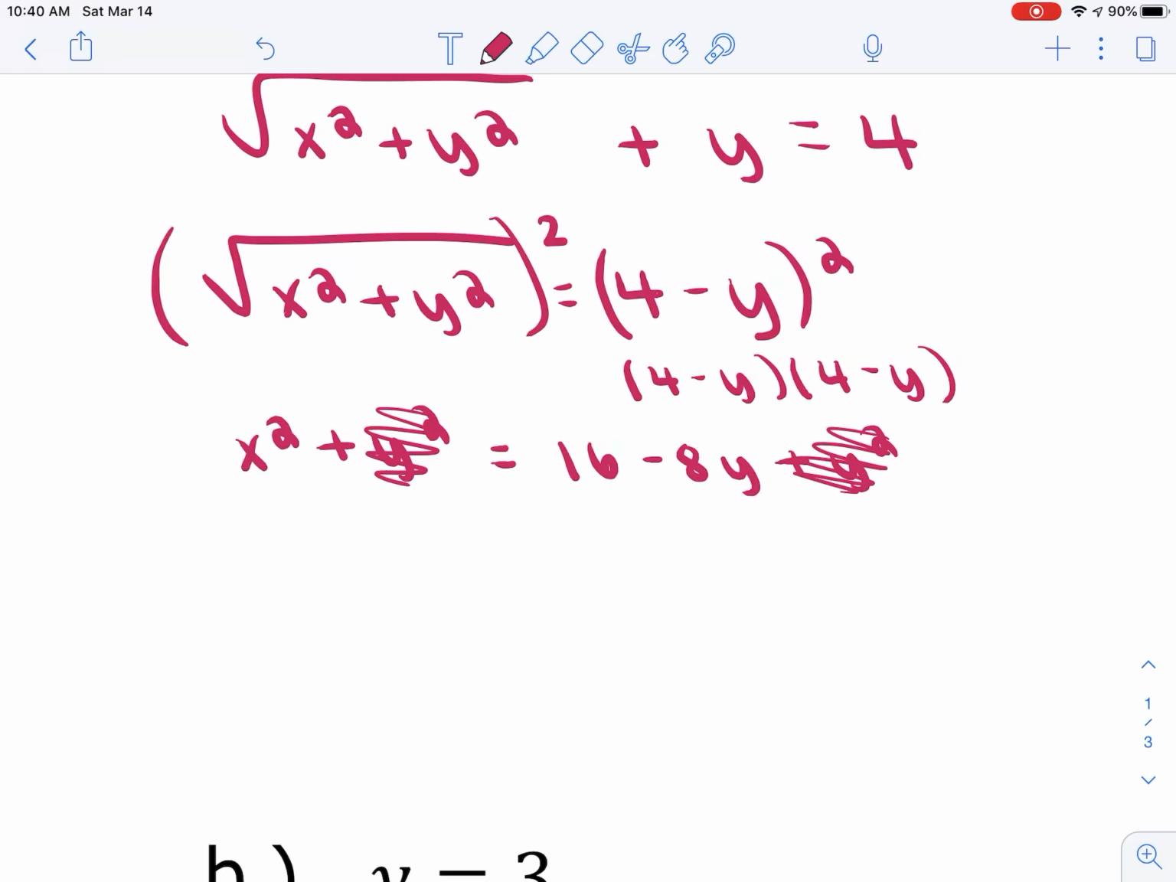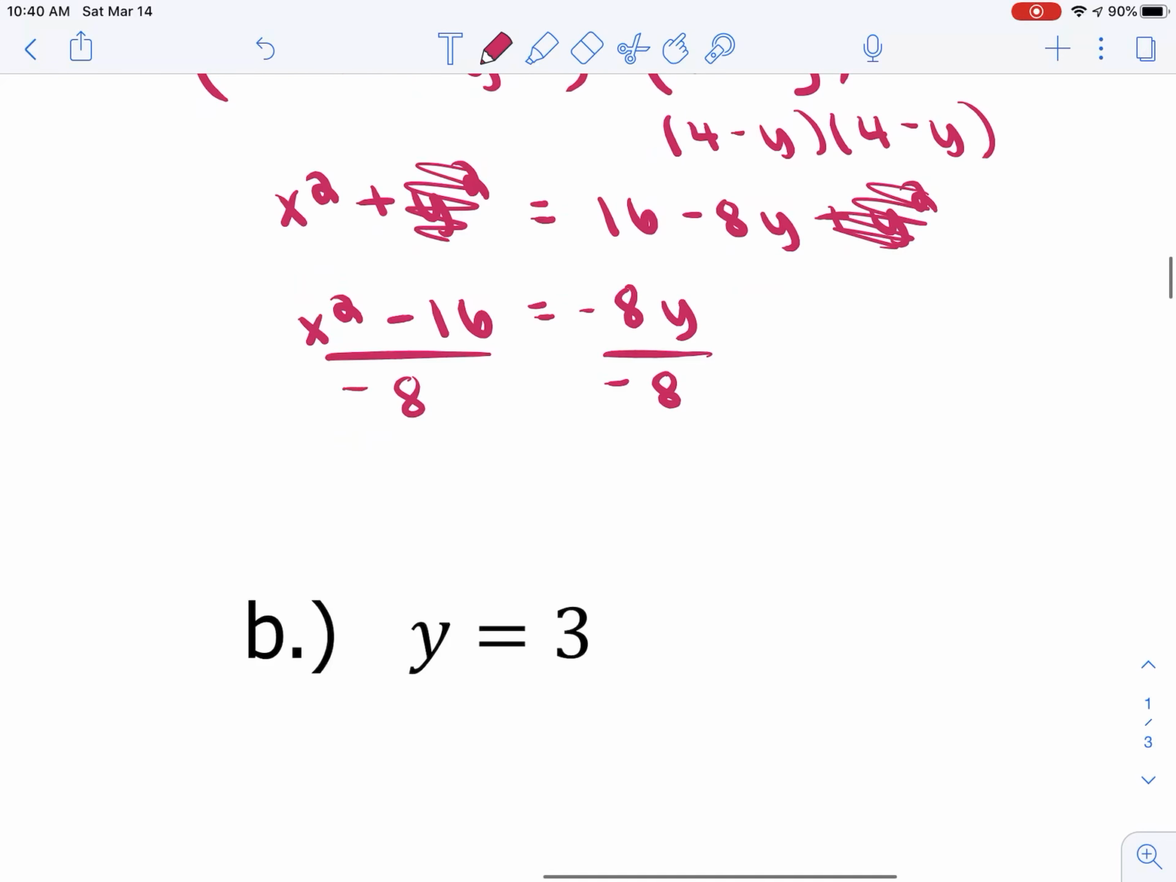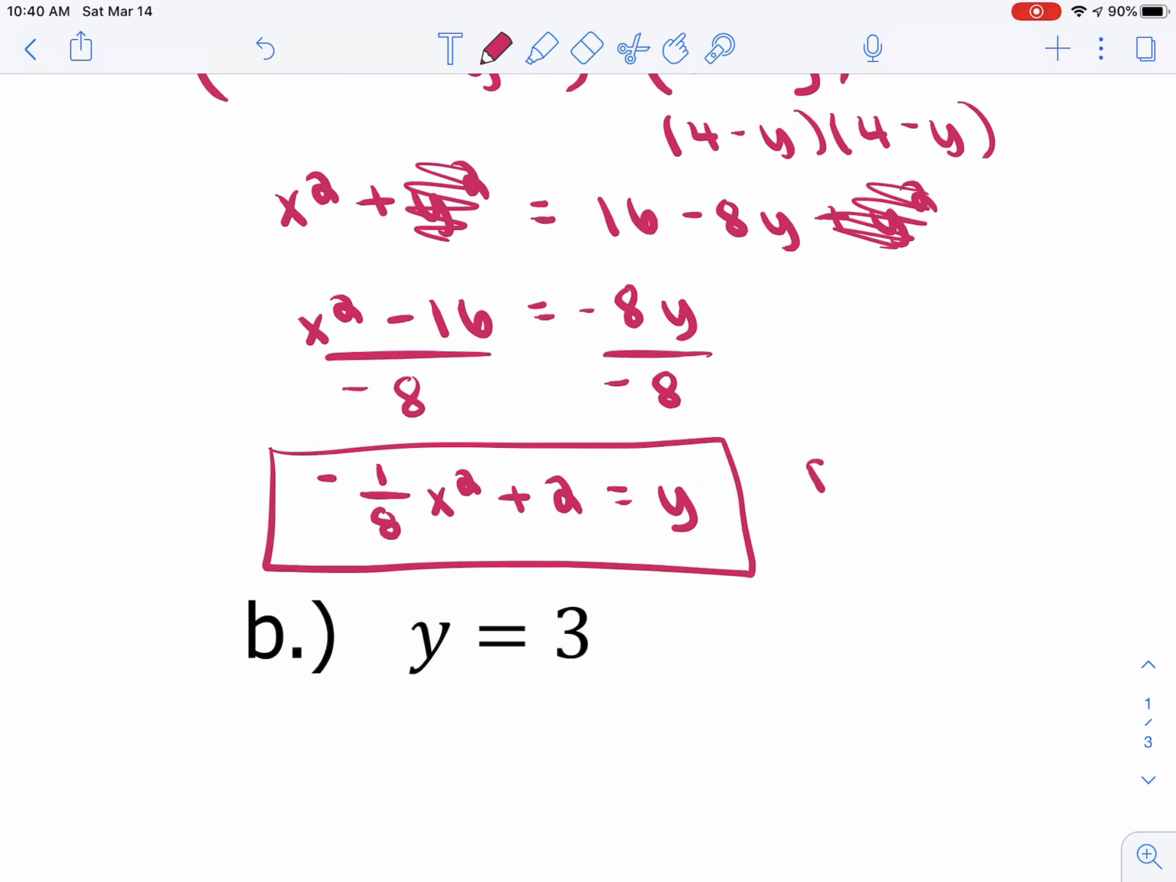You should remember, if you have just one squared term, this is a parabola. So what I can do is I can solve for y and just bring over the 16 and then divide by the negative 8. So I get the equation of negative 1/8 x squared plus 2 equaling y, and we will see that this is in fact a parabola.